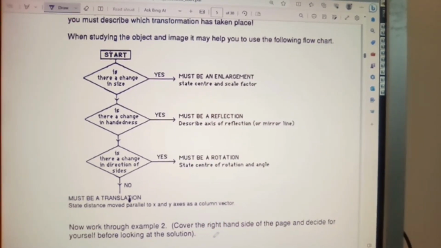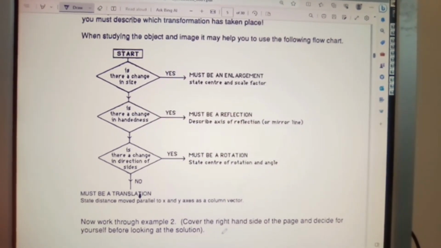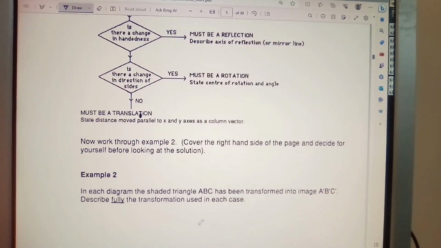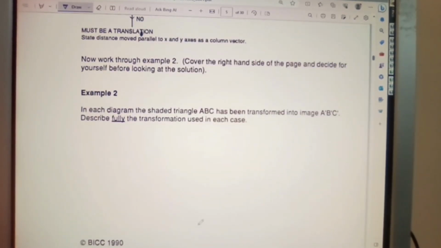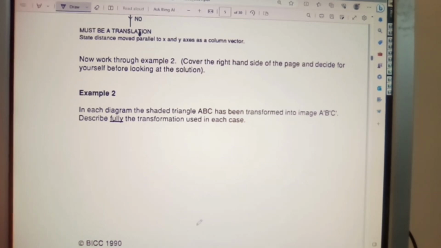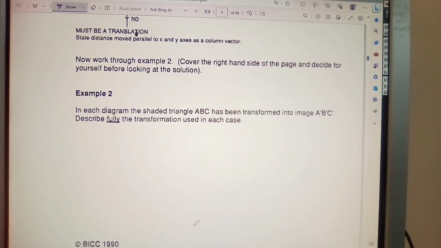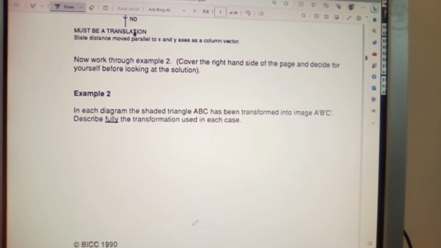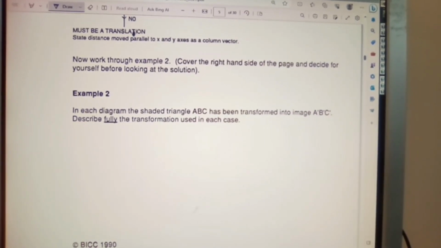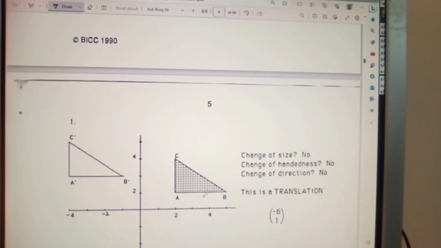Okay. Now you should all be familiar with vectors because you would have produced them somewhere along the line previously. Now working for example 2, cover the right hand side of the page and decide for yourself before looking at the solution. Example 2. In each diagram, the shaded triangle ABC has been transformed into image ABC. Describe fully the transformation used in each case.